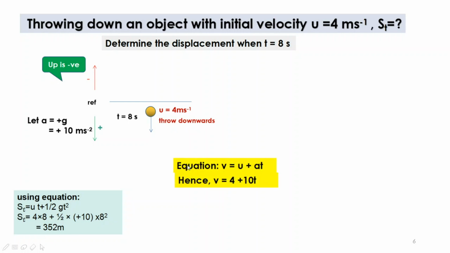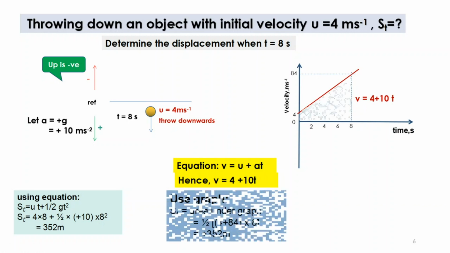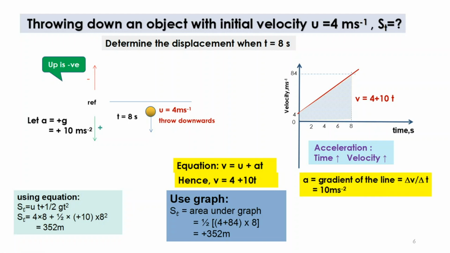Second method is using a graph. In order to draw a graph using the equation v equal to u plus at, it means that v equals 4 plus at. To draw the straight line as shown, the displacement from time equal to 0 to 8 should be equal to the area under the graph. Hence, we get the equation: s equals half of (4 plus 84) times 8. The answer is also equal to 352 meters. When time increases, velocity increases, hence this is the acceleration graph. The acceleration a is equal to the gradient of the straight line.